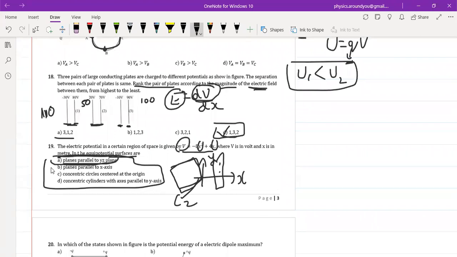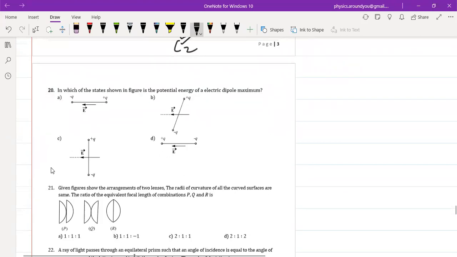Going on to question 20. In question number 20, we are asked in which of the orientations the potential energy of a dipole is maximum. Okay, so either we can do it in a formula way, which in CET works, or you can do it by intuition. So look carefully over here.